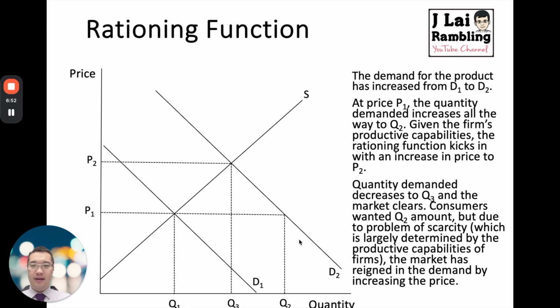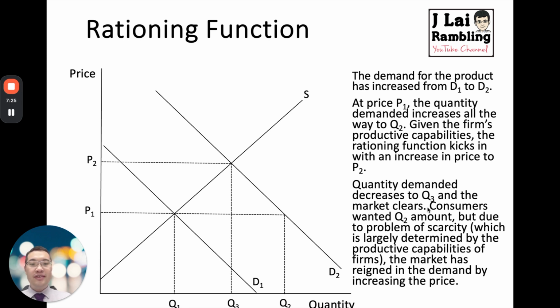What's the story here? At the price P1, the amount of chocolates people want to demand is all the way up to Q2 here. However, there is excess demand because the quantity supplied is only at Q1. There's an excess demand here. How does the rationing function kick in? What's being rationed? And that comes through when the price increases from P1 to P2.